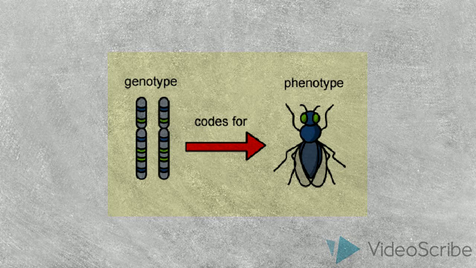Phenotype is the expression of these genes, specifically the traits that are observed as a result of the genetic makeup of the organism. For example, the genotype for hair color is a sequence of DNA that we all have, but the phenotype is a different color such as black, brown, blonde, and red.